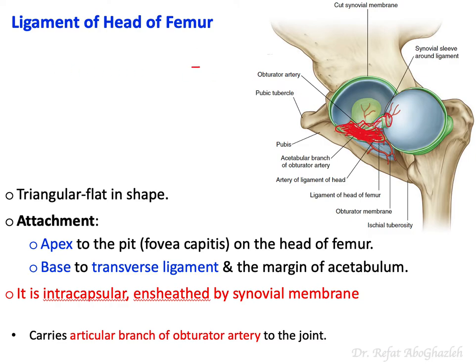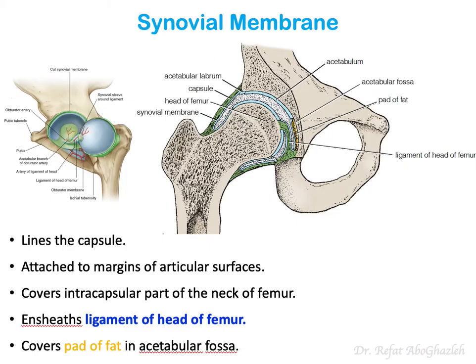And let me show you how this ligament is, look at the green color. You will see that this ligament is covered by synovial membrane. And if you look also, you can see a branch of a blood vessel, which is a branch of the obturator artery. This obturator artery gives an articular branch to supply the head of femur that passes with it, and both are covered by synovial membrane. You see?